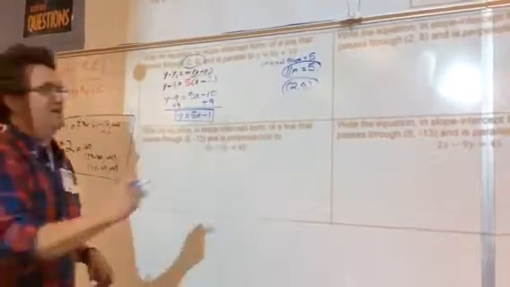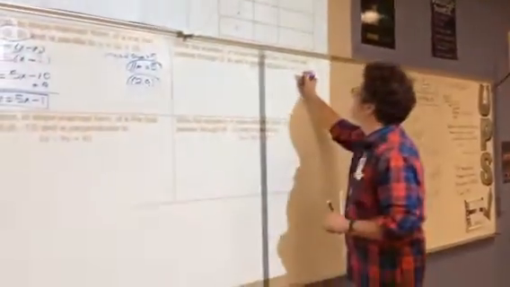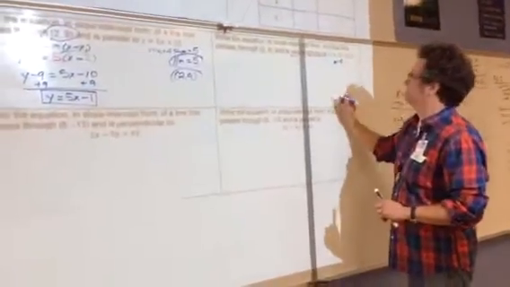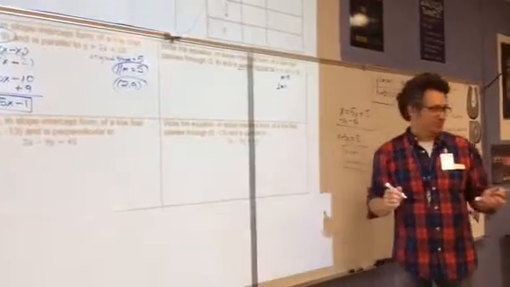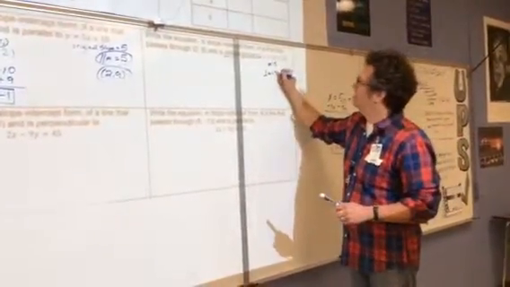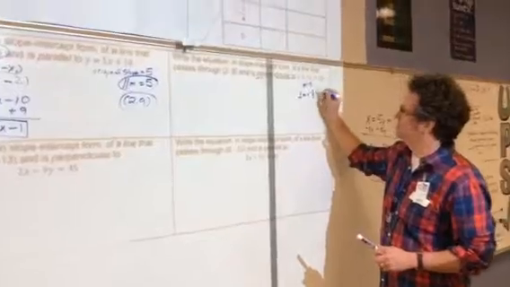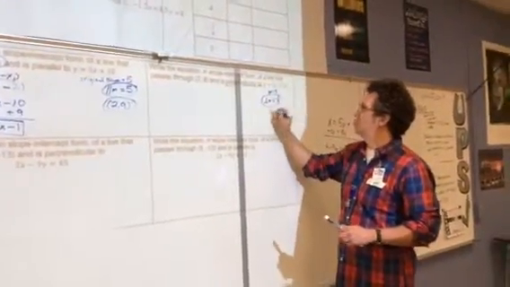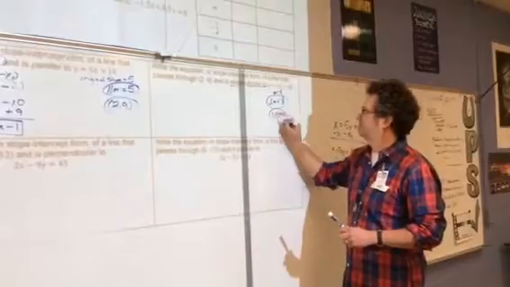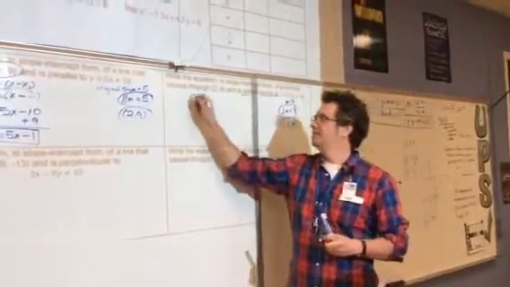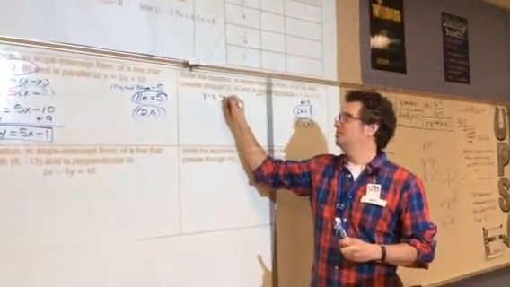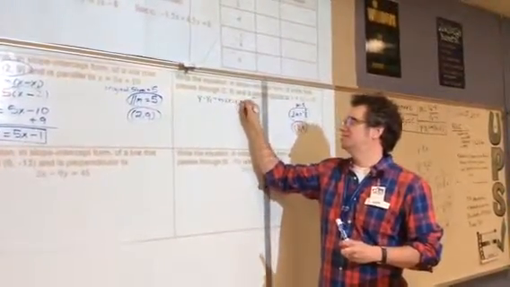Now let's do the same thing, and this is actually the same numbers, but this time we're looking at perpendicular. So the original slope is 5, so our perpendicular slope is going to equal the opposite reciprocal, so that's going to be negative 1/5. And it's still going to go through the point (2, 9). So I'm going to plug these into our formula. y minus y sub 1 equals m times x minus x sub 1.